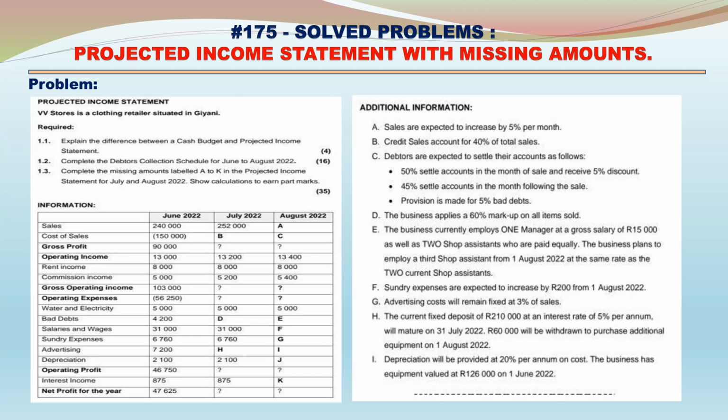E, the business currently employs one manager at a gross salary of 15,000 as well as 2 shop assistants who are paid equally. The business plans to employ a third shop assistant from August at the same rate as the 2 current shop assistants. F, sundry expenses are expected to increase by 200 from 1st August 2022. G, advertising costs will remain fixed at 3% of sales. H, the current fixed deposit of 210,000 at an interest rate of 5% per annum will mature on 31st July. 60,000 will be withdrawn to purchase additional equipment on 1st August 2022. I, depreciation will be provided at 20% per annum on cost. The business has equipment valued at 126,000 on 1st June 2022.